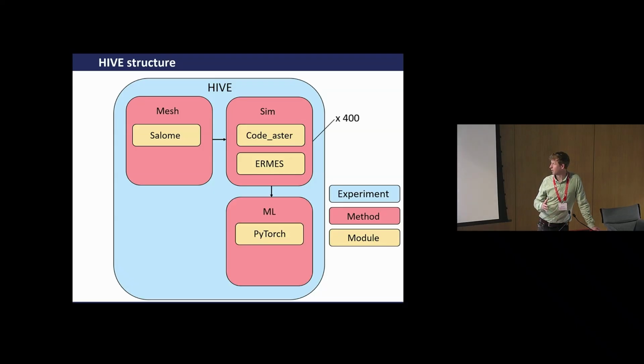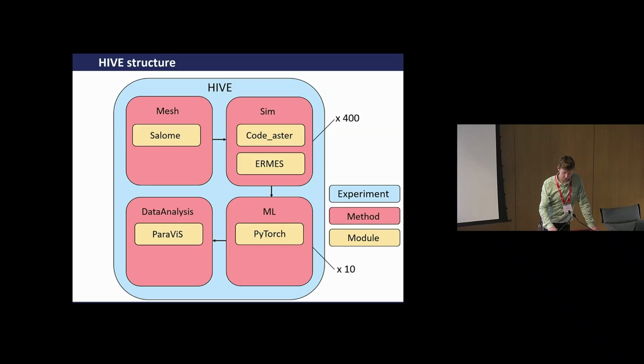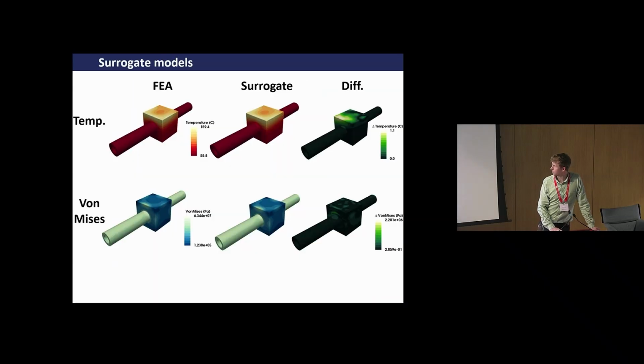Then with an ML method, I made about 10 different machine learning models, and then used them to plot different bits of results using the data analysis method. And so this is what we end up with. On the top line, we have the temperature profile throughout the 3D components. The first one is the finite element results from Codas and Hermes. The middle one is a surrogate model, and on the right is the difference. At the top is temperature, bottom is the von Mises stress state.